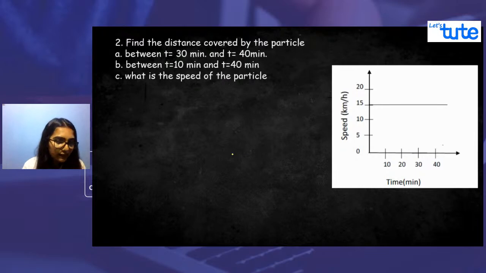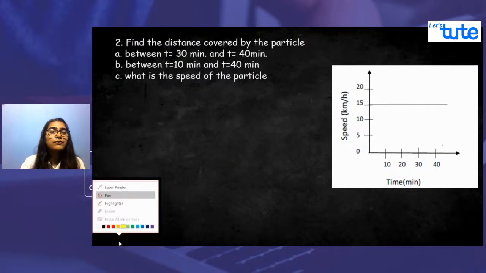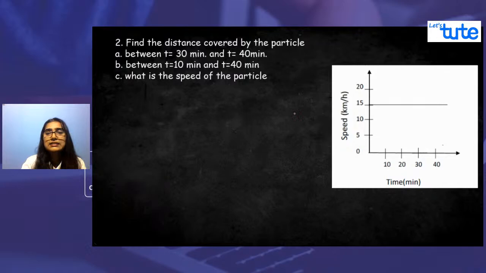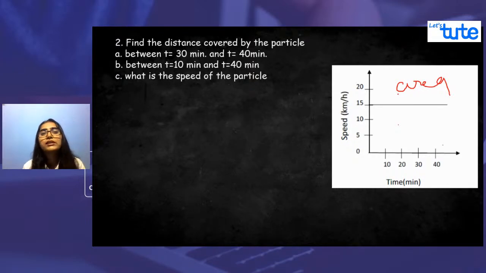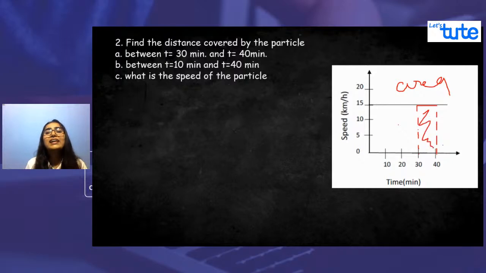Now let's complicate it a lot. Now they've given you a speed time graph, but they've told you to find out the distance. Remember, for a speed time graph, if you have to find out the distance, what you have to do is find out the area. The area of a speed time graph will give you the distance covered. They have told you to find out the distance between 30 minute and 40 minute. So the curve under 30 and 40 minute, if you find out the area, you can find out the distance covered.